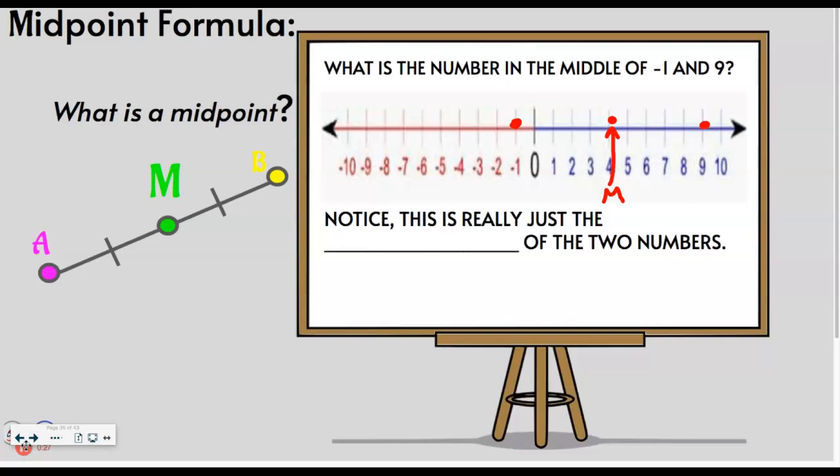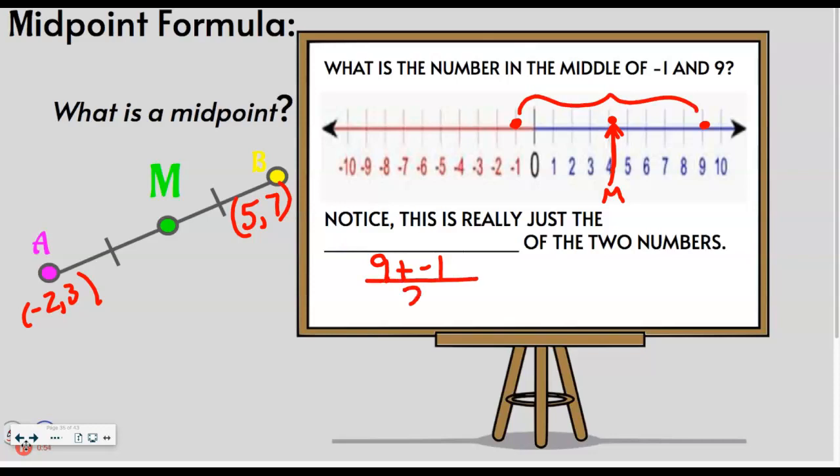But when we're on a diagonal and we want to find the middle, maybe this is the point -2, 3, and this is the point 5, let's say 7, then we need to consider that we have coordinates in a coordinate plane. You'll notice that this 4, we can get by adding the two up, 9 plus -1 to find how long it is, it's 10 units, and divide by 2. And really what we're doing is just averaging the two numbers. So to get in the middle of any two numbers, you average them.